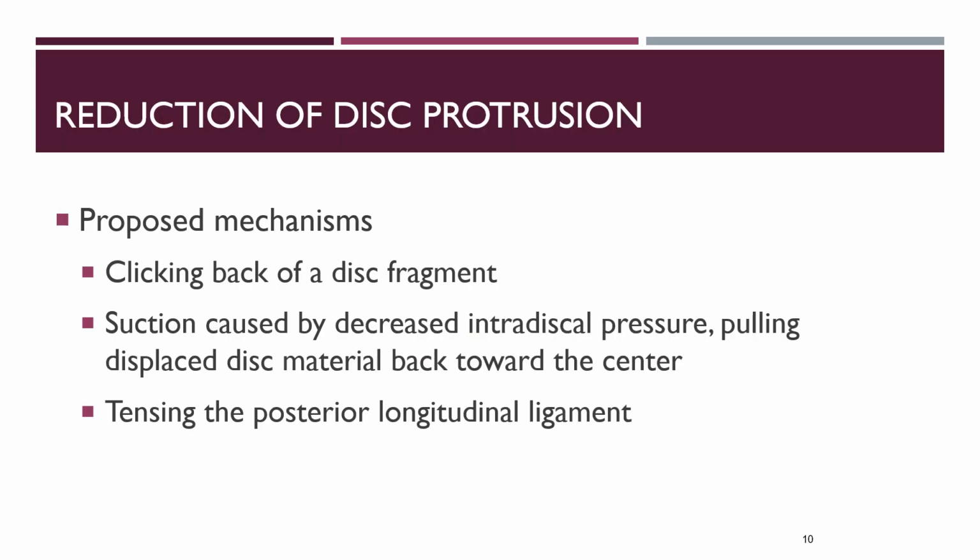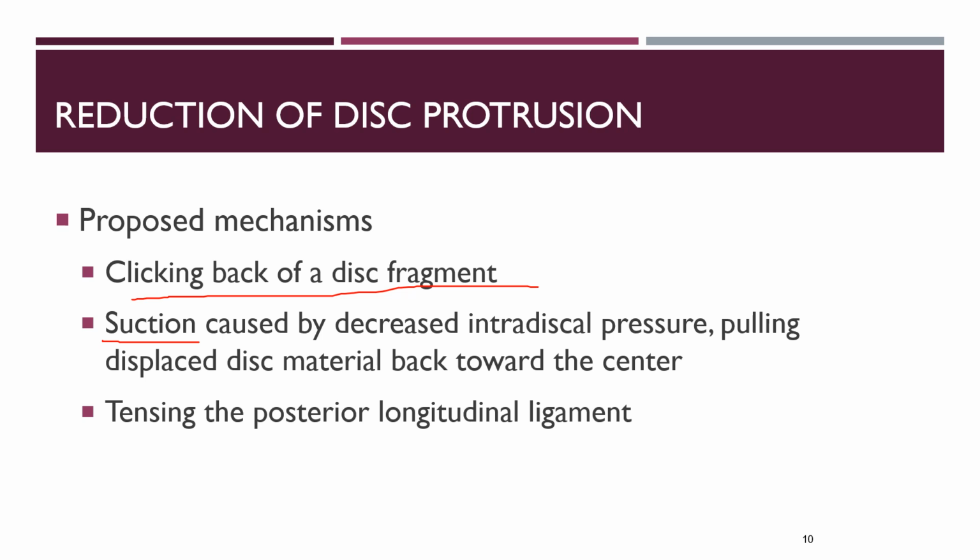We can also use mechanical traction to help reduce a disc issue. Some of the proposed mechanisms of reducing this disc protrusion would be the clicking back of a disc fragment. Whenever we perform mechanical traction, we get this kind of negative pressure suction, which is caused by decreased intradiscal pressure. So we're taking the pressure off the disc, and that's going to draw that nucleus pulposus back into the center where it initially came from. That is a really big part of getting some of these effects from mechanical traction.